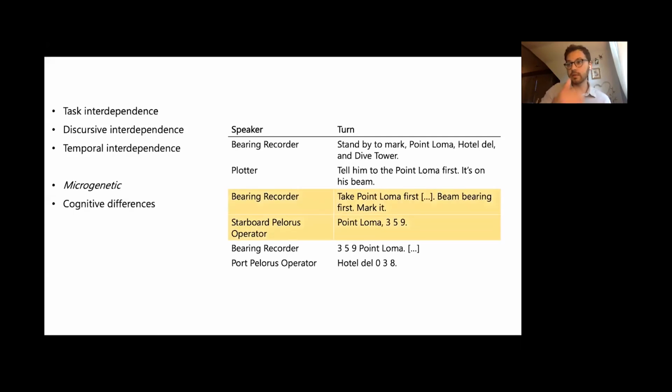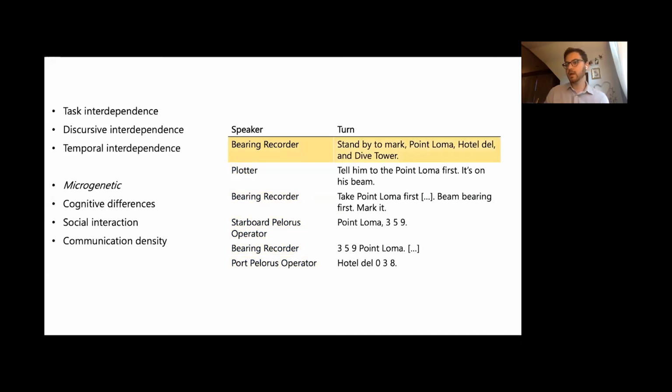There are also cognitive differences that we see. So different people talk about different things at different times. There's a level of social interaction or interspersion of the communication or discourse, right? And then there's this level of communication density. So even small discourse moves can have semantically meaningful content, sometimes different kinds of meaningful content in the same move.